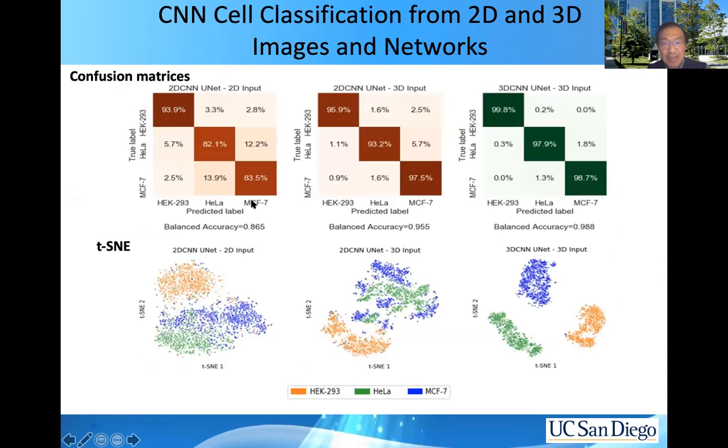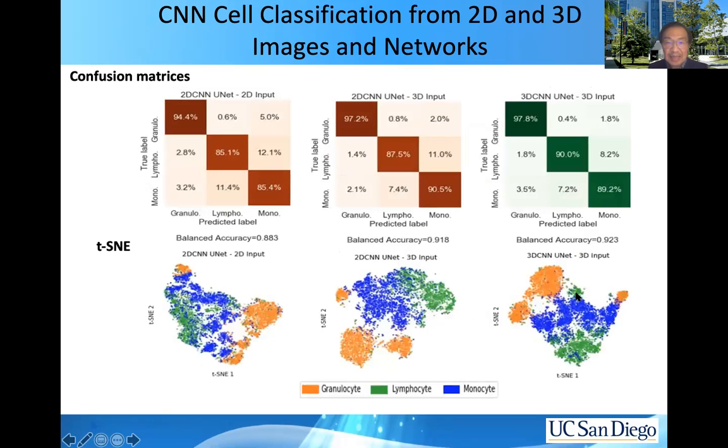This is the confusion table. The confusion table improves if we use a 2D CNN UNet with 3D imaging. Of course, the best result is obtained with a 3D UNet with 3D imaging information. And here shows the corresponding t-SNE diagram. A similar study can also be done with blood cells, and we have white blood cells. And again, we find the 3D CNN neural network coupled with 3D imaging gives us the best capability.